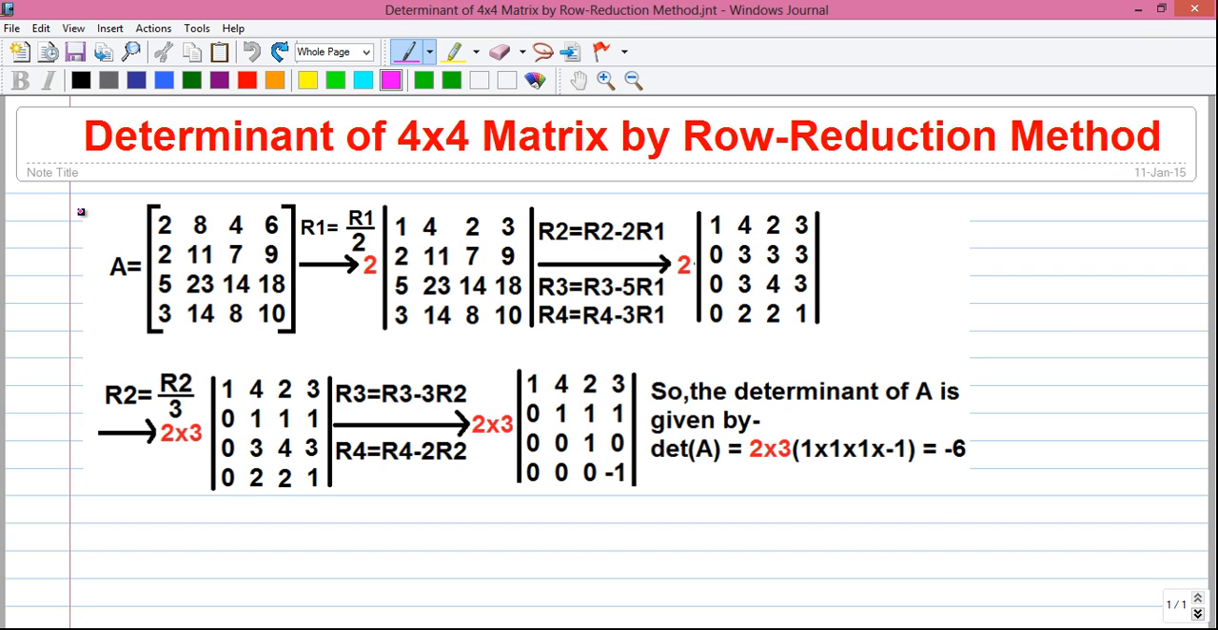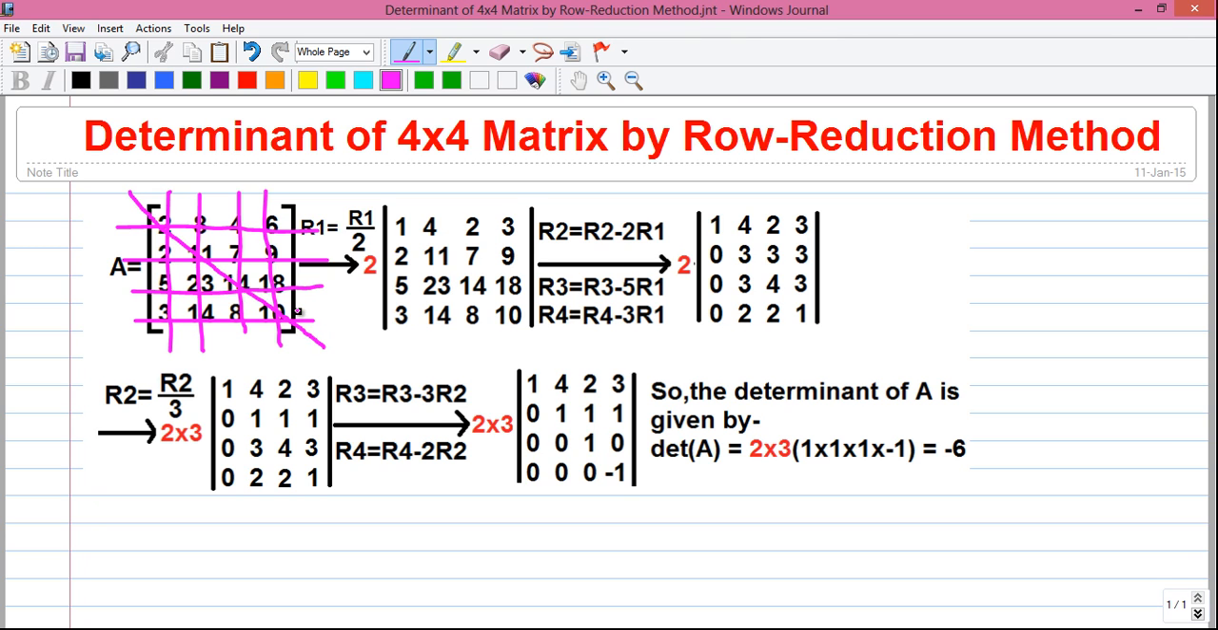So before we start the calculation, let me tell you some basics. As you may know, this is called row 1 or R1. This is R2. This is R3. And this is R4. Similarly, this is called column 1 or C1. This is C2. This is C3. And this is C4. And this is called the diagonal.